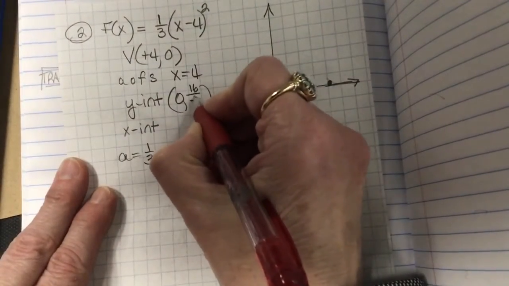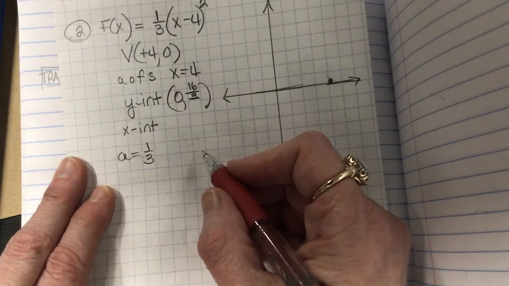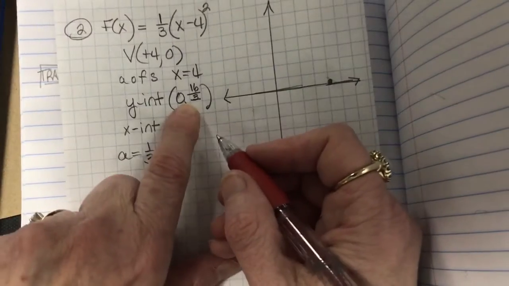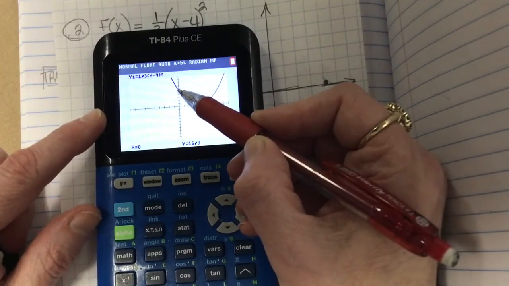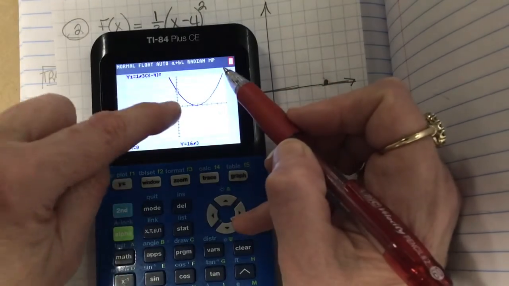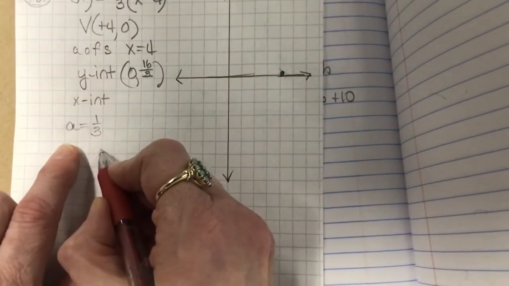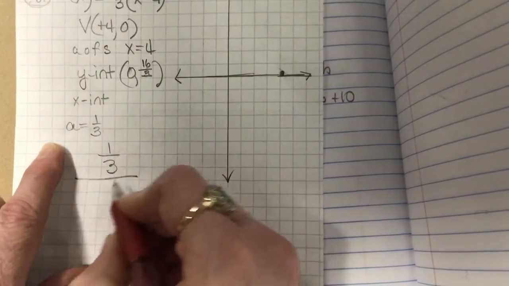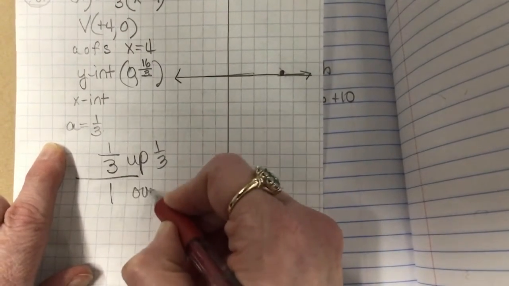Now, 16/3 might not be the best because you got to think about where that is. That's 5 1/3, but that's still fine. And if you count it, it's 1, 2, 3, 4, 5, and it's a little bit above the 5. So that's excellent. That will actually help you graph this because remember when it's 1/3, you're going to go up 1/3 and over 1.